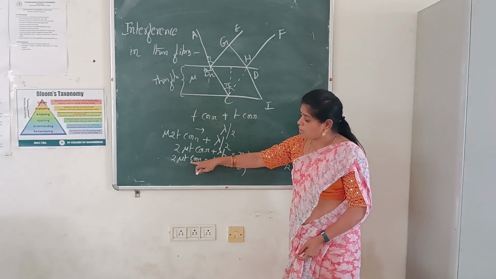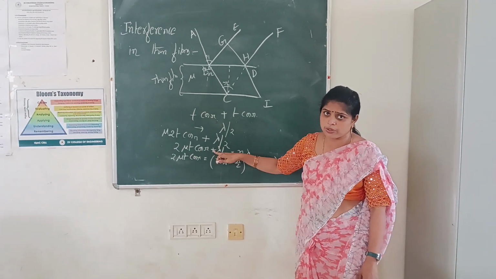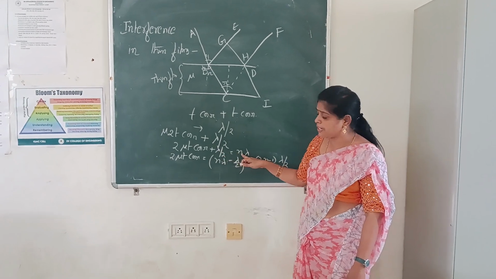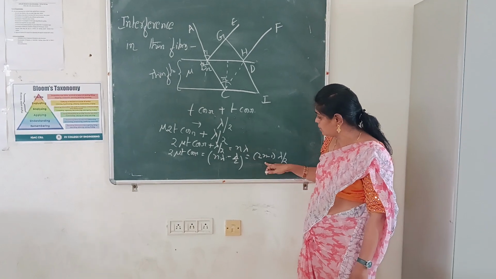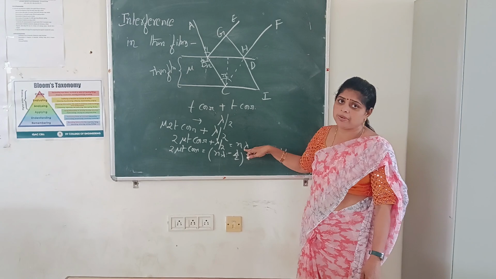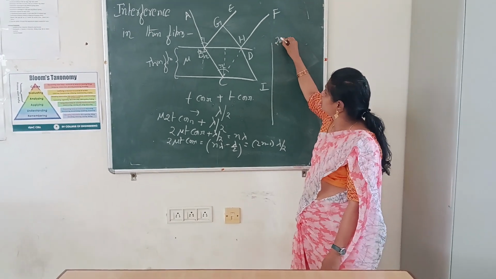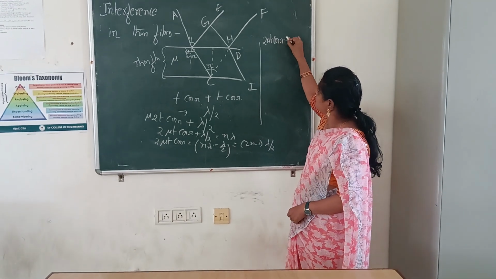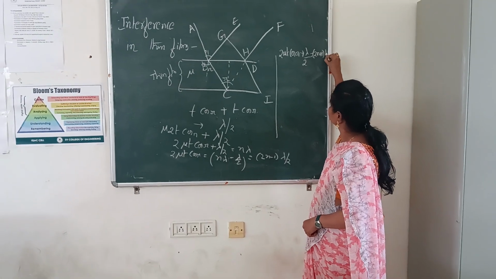Therefore, the total path difference 2 mu T cos R plus lambda by 2 is equal to n multiples of wavelength. Therefore, 2 mu T cos R is equal to (2n minus 1) lambda by 2. This is the condition for bright fringe. Whereas coming to the condition for dark fringe, 2 mu T cos R plus lambda by 2 is equal to (2n plus 1) lambda by 2.